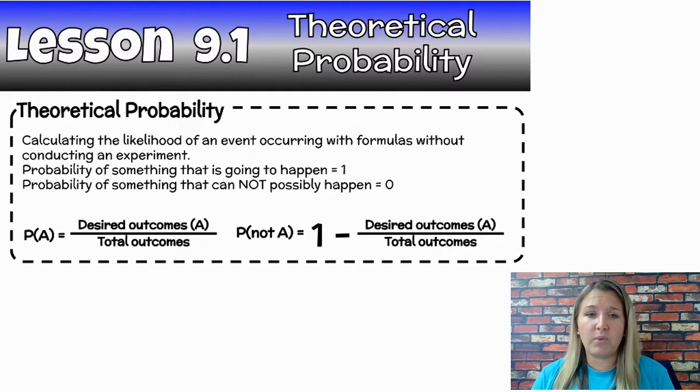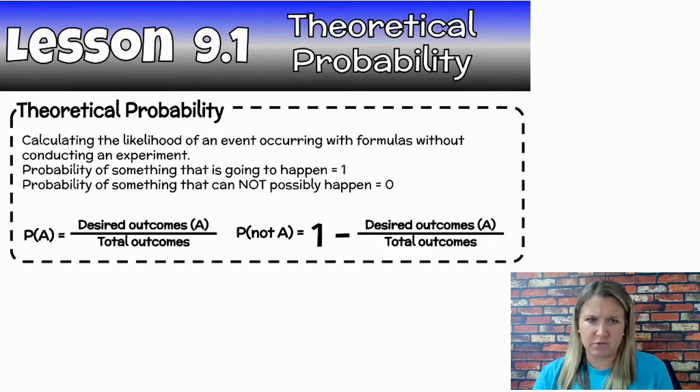We use a certain notation. We use the P and then open parentheses A. That means the probability that A, the event, is going to happen. A is the desired outcome. However many A's are in your total outcomes, that's going to be your numerator. Then your denominator is all of the possible outcomes.